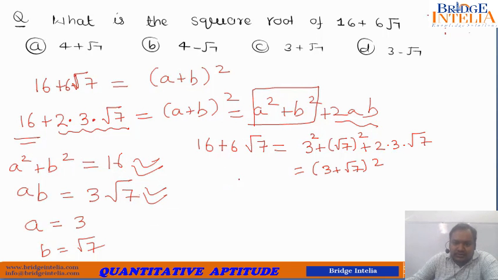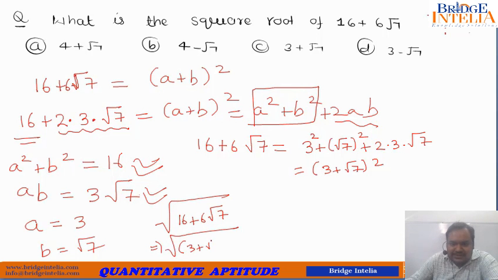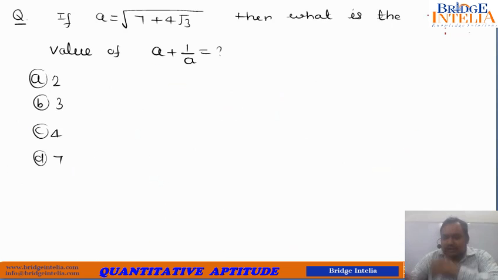So if you are trying to find the square root of 16 plus 6 root 7, you are basically trying to find the square root of 3 plus root 7 whole square. So the answer would be 3 plus root 7. So this is what you have to do when you are asked to find the square root of surds. Now let's see this one. Again you have to find the square root, because a is given to be the square root of the surds. So let's resolve that first.